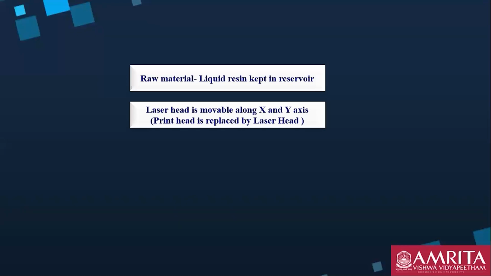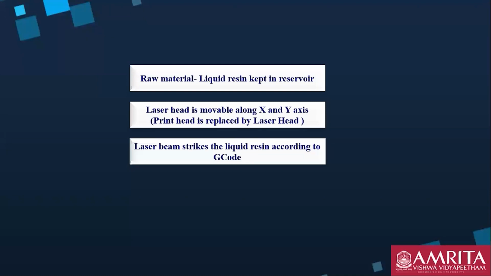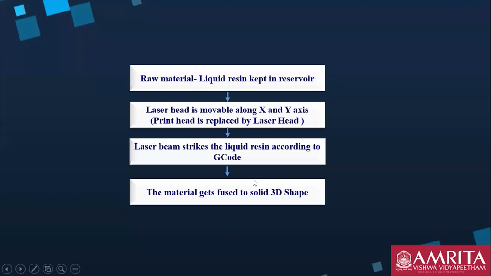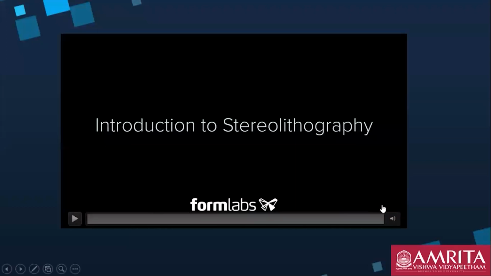What is happening? The Z motion is given by the bed. The bed is moving down, down, down, and it is causing the layer by layer deposition. The head is only allowed to move in the X and Y directions. Next, the laser beam strikes the liquid resin according to the G code, and finally the material gets fused into a 3D solid shape. Now, we will look at how it actually works in this video.